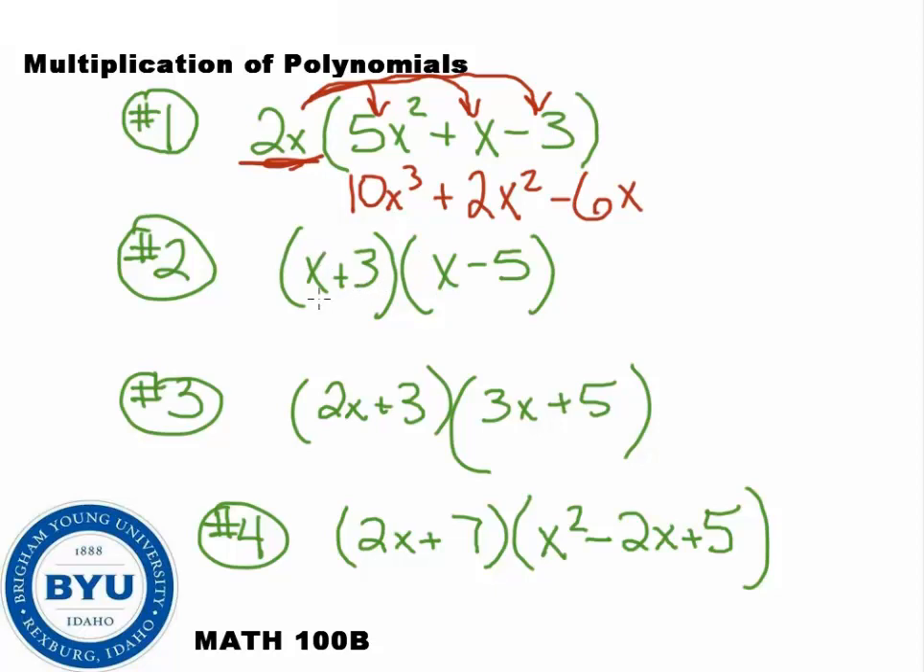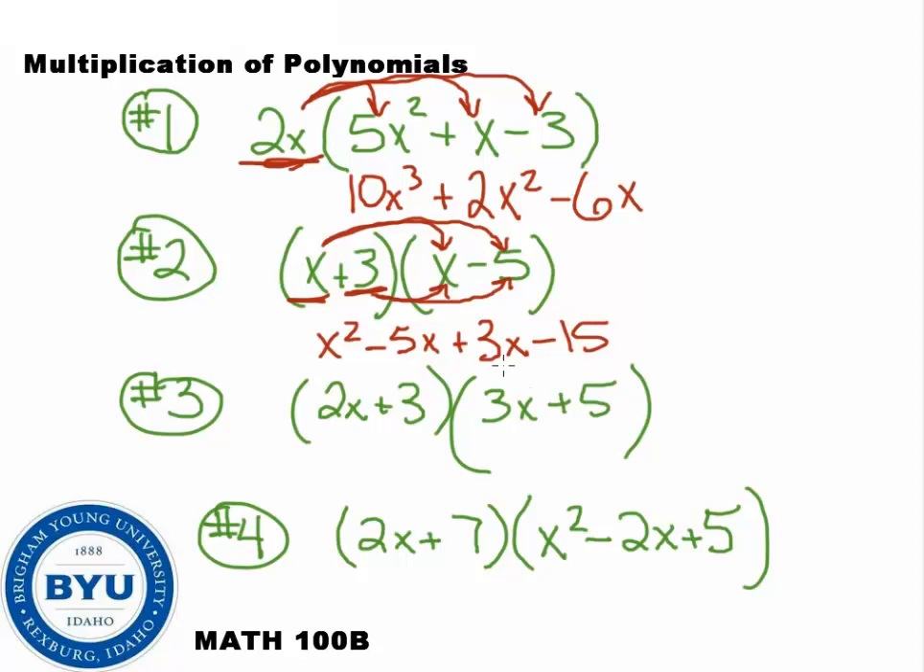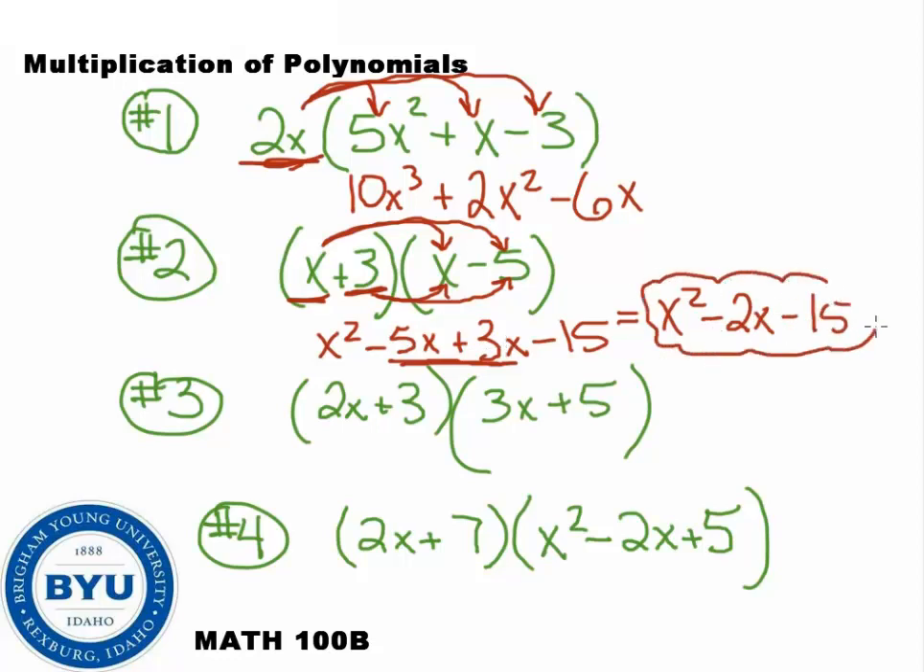Here we have a superdistribution. We're going to take the x and multiply it to everything inside. So x times x is x squared. And x times negative 5 is negative 5x. Now I'm going to move on to the next value. And so 3 times x is 3x. And then 3 times negative 5, which is negative 15. Now this is good, but we're not quite done because there are some common terms. We can add the negative 5x and 3x, so this really simplifies to x squared minus 2x minus 15, because negative 5 plus 3 is negative 2. That's our answer there on that one.